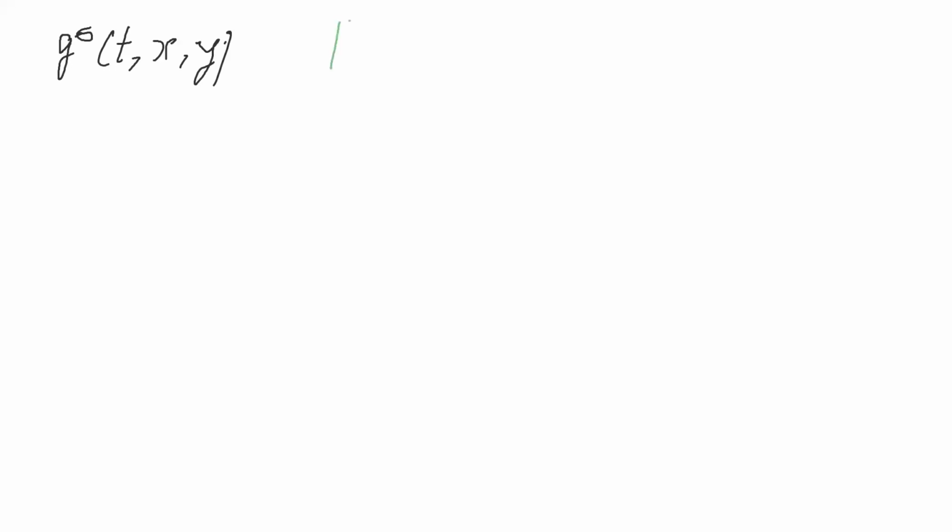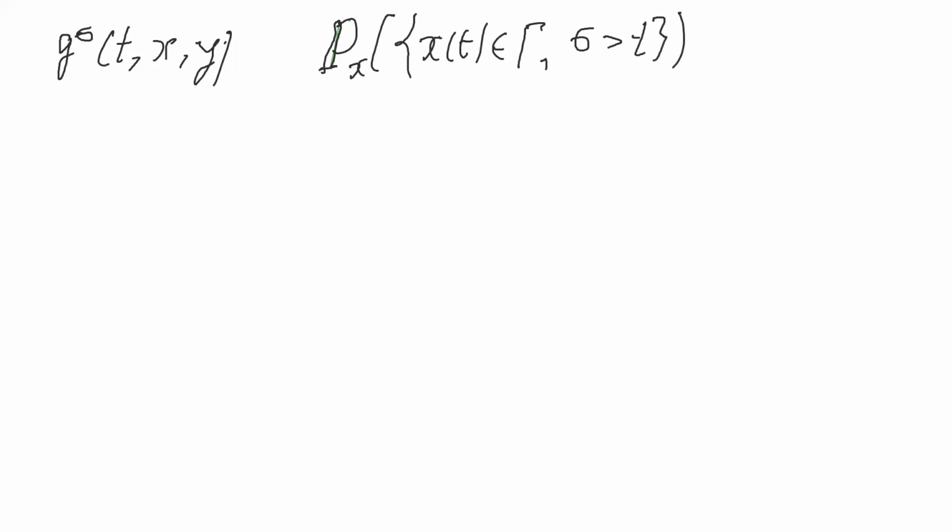Consider the following probability. The probability that X(t), a symmetric alpha-stable process, belongs to the set Gamma, and sigma is greater than t. It is evident that this function is absolutely continuous with respect to Lebesgue measure. If I denote the density by g_sigma(t, x, y), then this probability is equal to the integral over Gamma of g_sigma(t, x, y) dy.